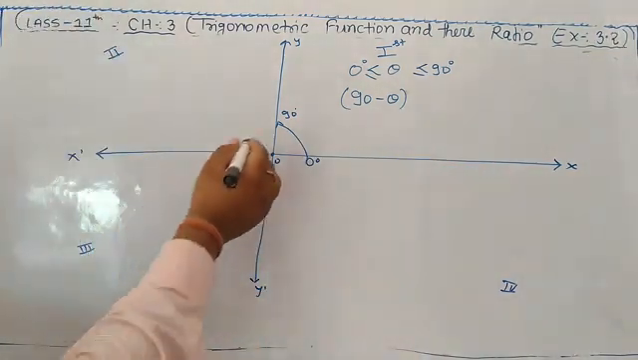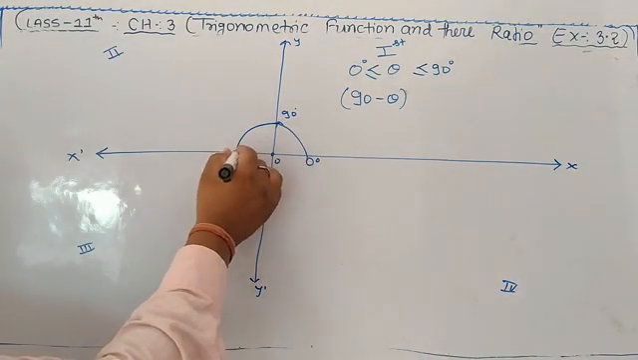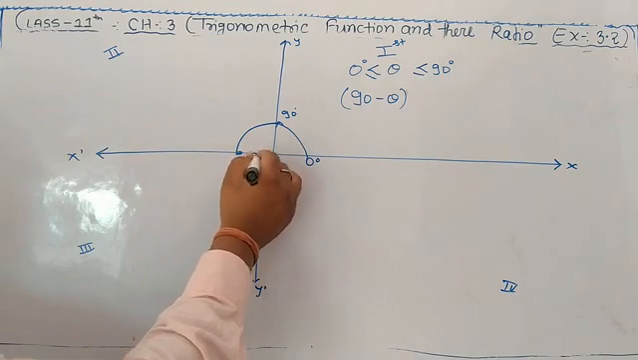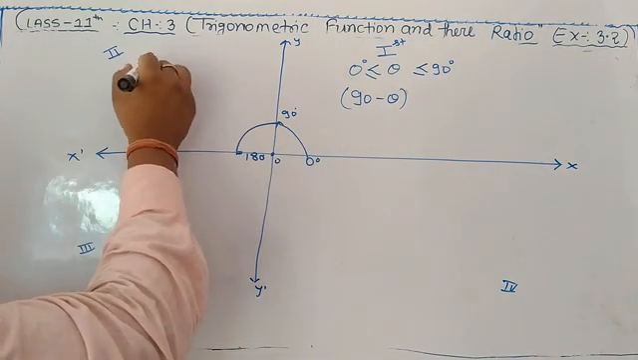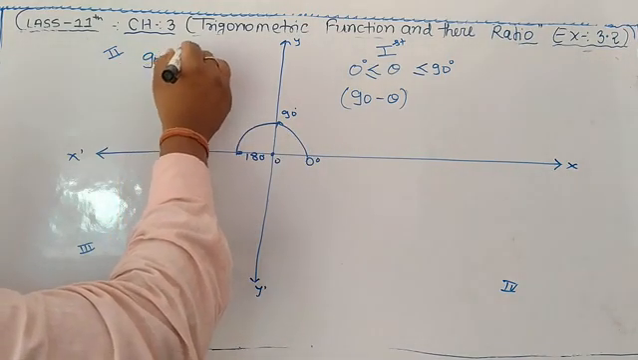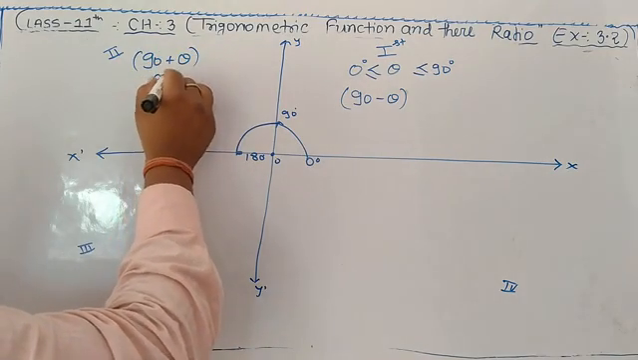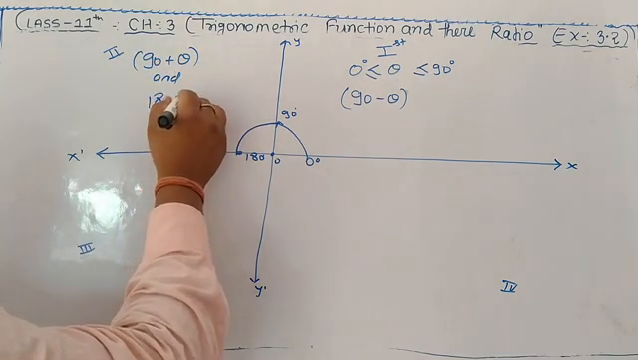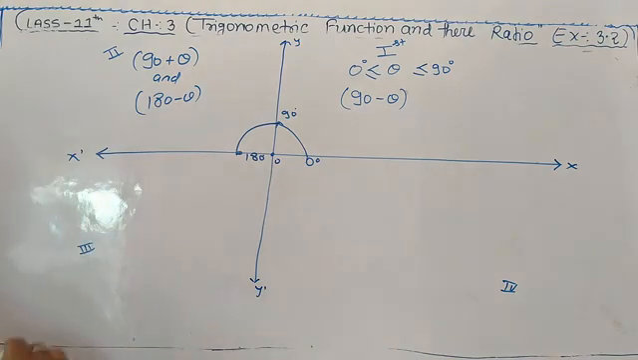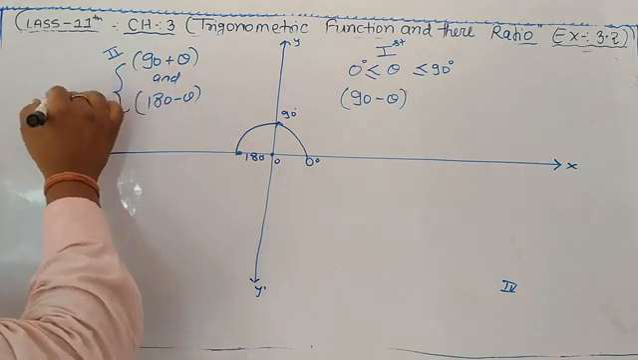Second quadrant: 90 plus theta and 180 minus theta. Both of these lie in the second quadrant.